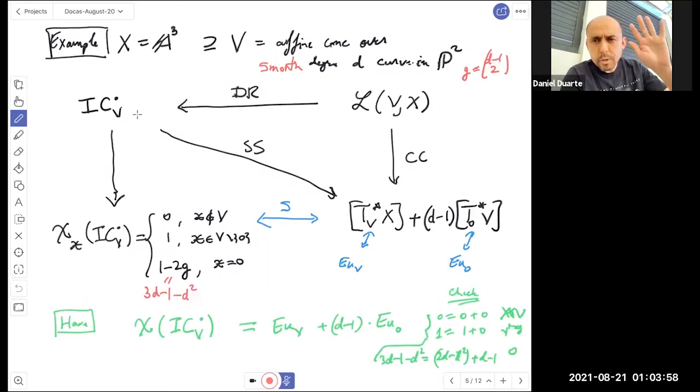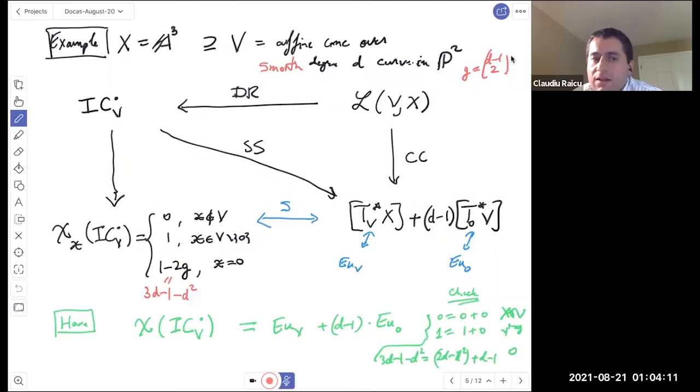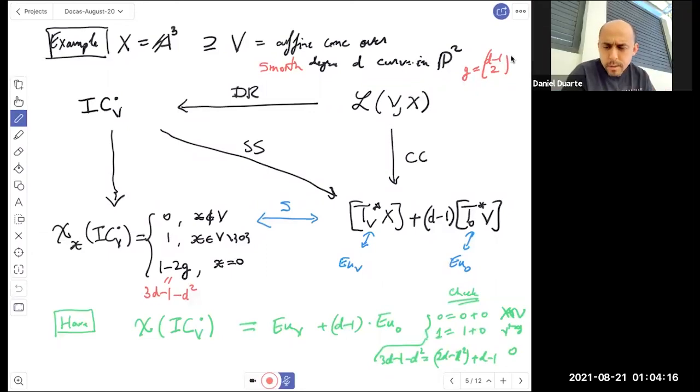I have a question. So the authors you cited, Gaffney, Grulha, Ruas, they use Nash blowups to study Euler obstructions. The question is, are these Nash blowups hidden somewhere in your approach, in your work?